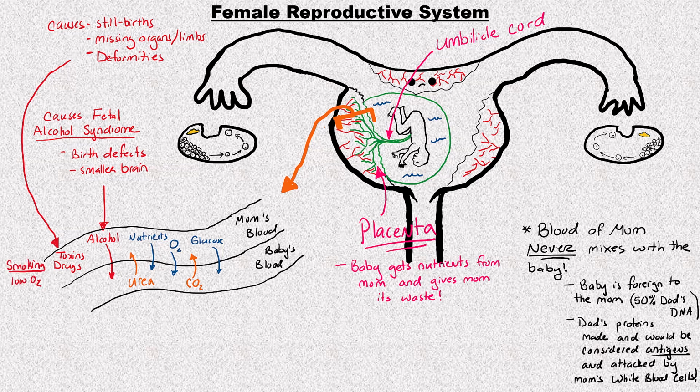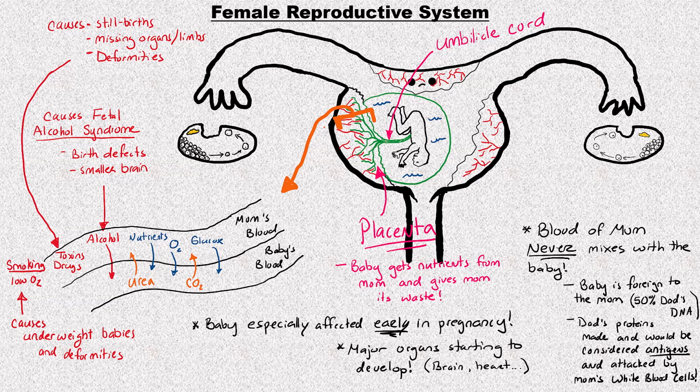If the mom smokes, that's going to cause less oxygen for her and the baby. If the baby can't get oxygen, it's going to be undersized, underweight, because not enough oxygen means it can't make as much ATP. If the baby can't make as much ATP, it can't carry out its life functions like growth and will become smaller.